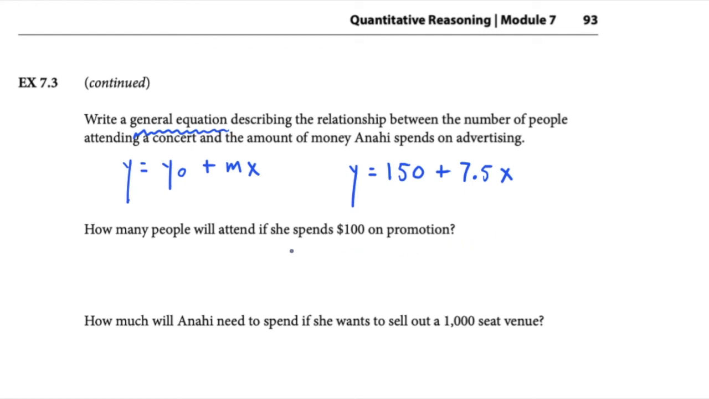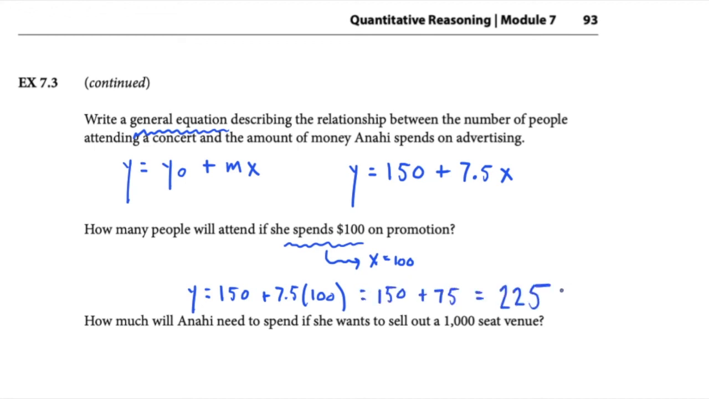In the next part of the problem, they give us a dollar value of 100. That translates directly to an X value of 100. So we could plug that directly into our general equation. I get 150 plus 7.5 times the dollars spent on advertising, which is 100. Simplifying, I get a total of 225. So I would expect that 225 people will attend if she spends $100 on advertising.